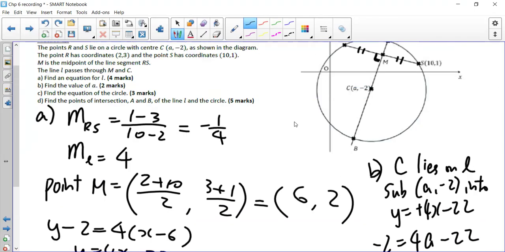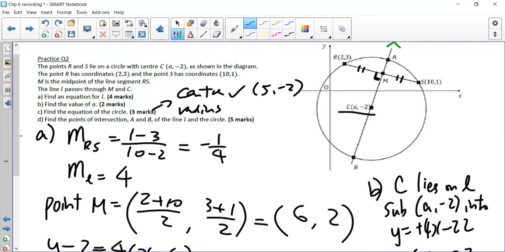Next one, part C, find the equation of circle. What do we need for the equation of circle? Center and radius. Do we have center? Yes, we do. 5, minus 2, which is the coordinates of C. What about the radius? From the graph, you should know the radius is, how do I get off the pen now? I assume it's really annoying.